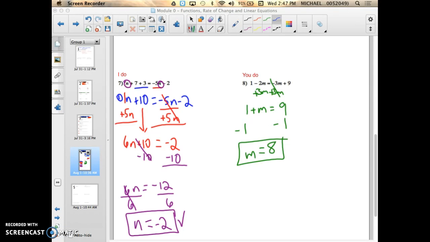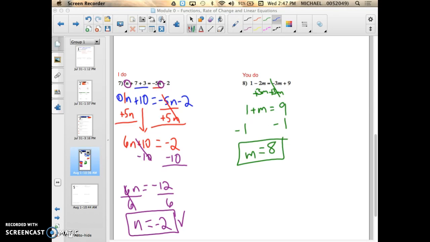Well, you should have paused the video to try number 8 on your own. I have shown the work that I have done to get my answer of m equals 8. Again, it might not look exactly like what you did. I chose to move the 3m first. You could have chosen to move anything first. But again, the goal in the process I had in mind was to get numbers on one side, variables on the other.